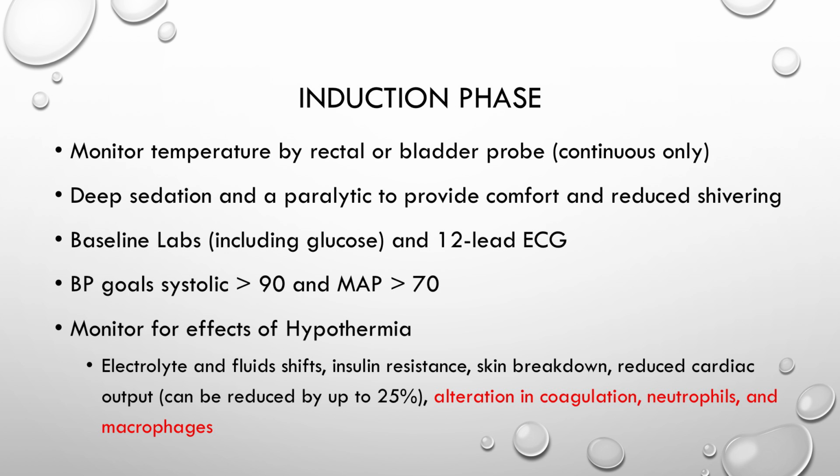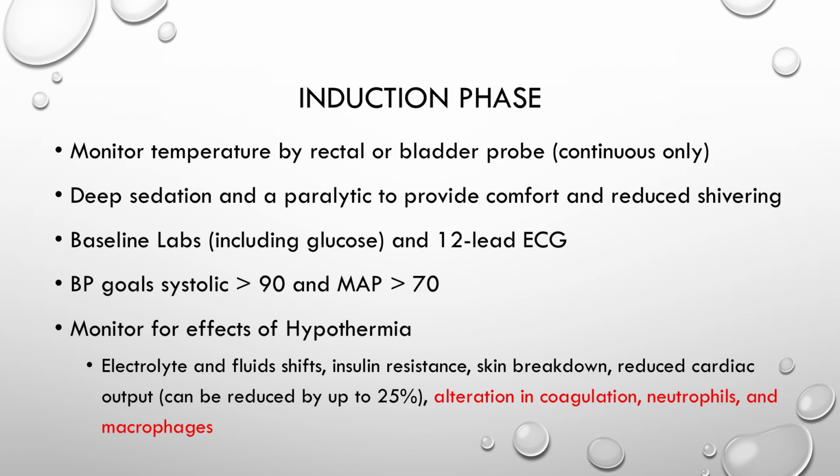So during the induction phase, you want to monitor temperature by rectal or bladder probe. So this is going to be continuous temperature monitoring. And you want to have the patient deeply sedated and on a paralytic to provide comfort and reduce the shivering. You want to have baseline labs before you start, including the glucose and a 12-lead ECG. The BP goals during therapeutic hypothermia are having the systolic greater than 90 and a MAP greater than 70.